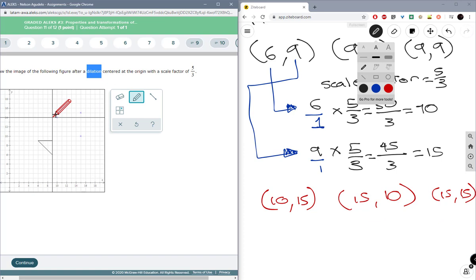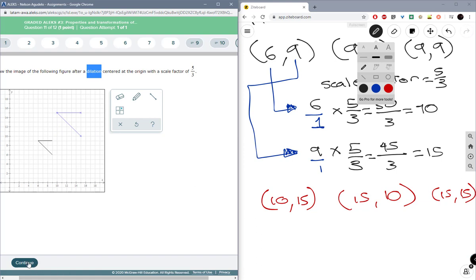Yes. And I realized that I made a mistake here. Mira, I made a mistake. This is 10, 14 and it was 10, 15. So let me erase it and let me correct it. 10, 15. Ahora sí, okay? And then you join with segments. There you have it. That is how you do it.